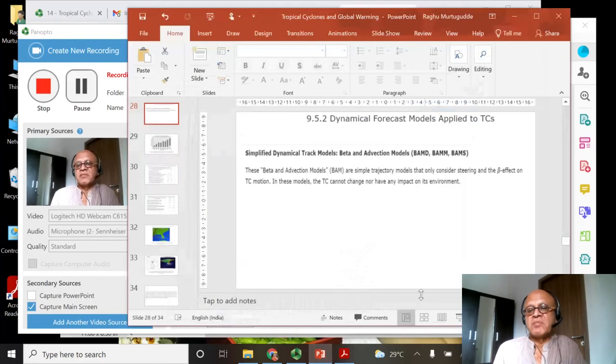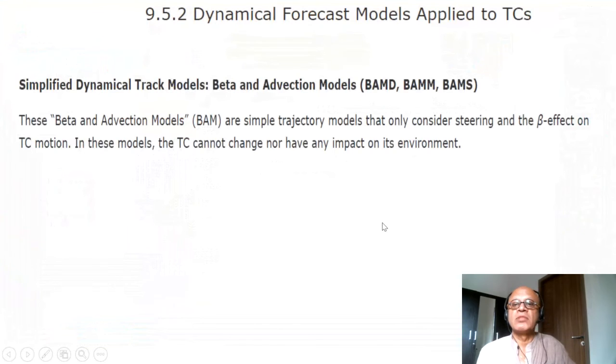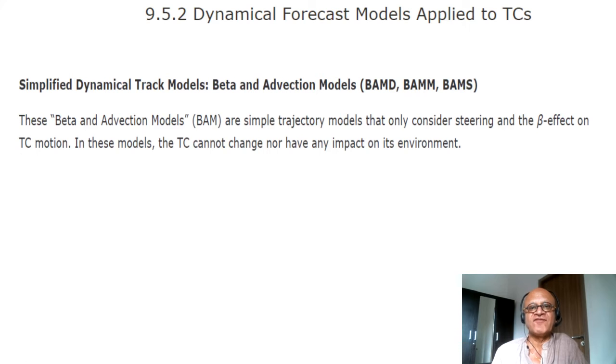Let's look at some specific dynamical models that are applied to tropical cyclone forecasts. These so-called simplified dynamical track models do what is called beta and advection. They take forecasted winds from a dynamical model, average them, and do a quick offline calculation with simple trajectory models. They only consider the steering by the environmental forecasted winds and the beta effect on the TC motion.